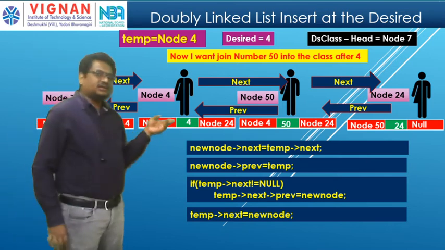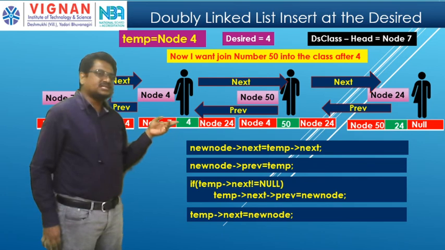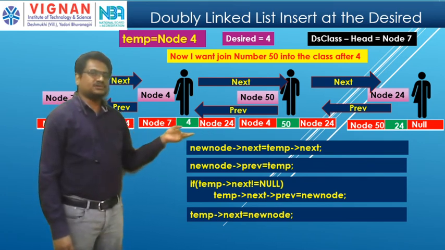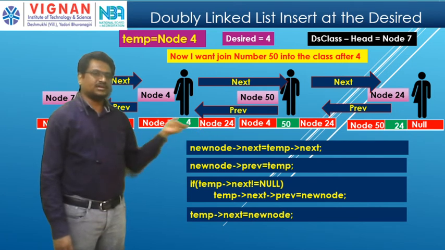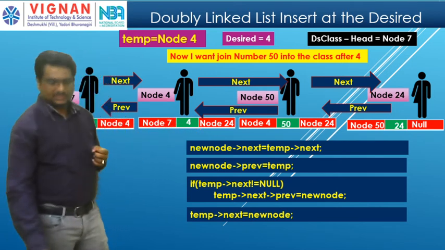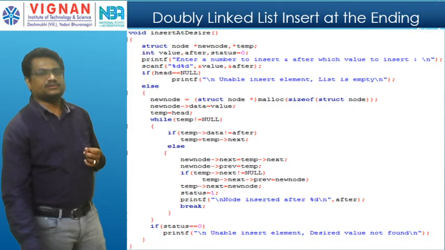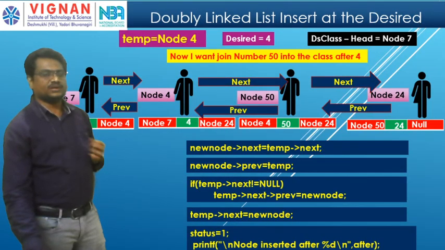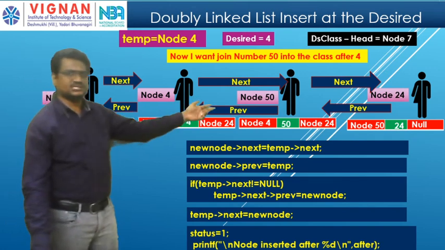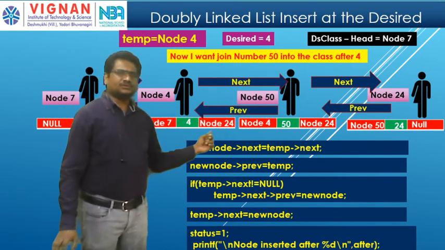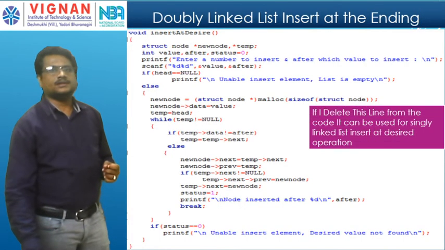See here, the temporary variable, that is the desired element, its next element refers to node 24. Is that correct? No, it must refer to the new node, that is node 50. So some changes I need to do. Okay, sorry. Now here it comes to the node 50.